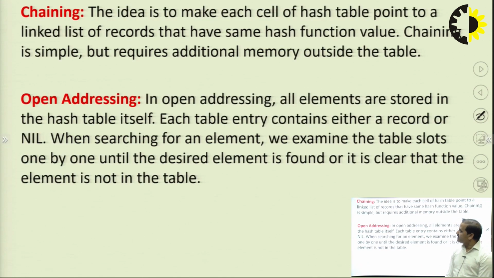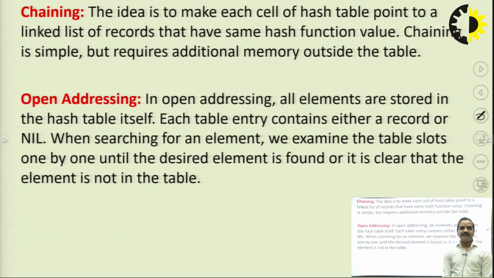Now the first point is chaining. The idea is to make each cell of a hash table point to a linked list of records that have the same hash function value. Chaining is simple but requires additional memory outside the table. This method is also used to identify the element, but there is a need for extra memory in the case of chaining. The second point is open addressing.